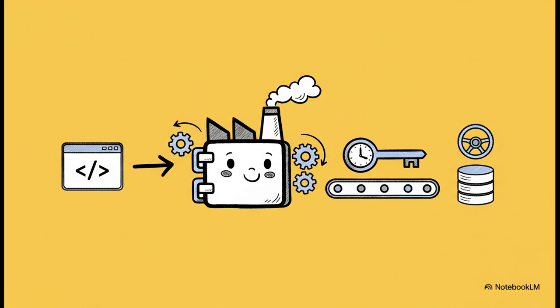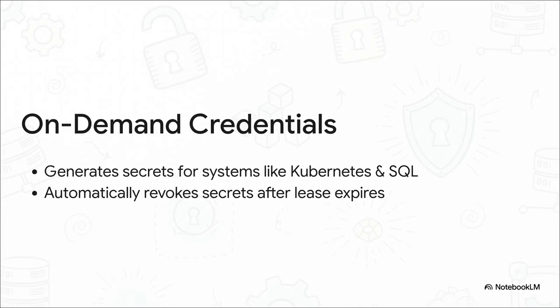Instead of having long-lived passwords just sitting around waiting to be leaked, OpenBao can create secrets on the fly, only when they're needed. So picture this. Your app needs to talk to a database. Instead of having a password stored somewhere, it just asks OpenBao. OpenBao then creates a brand new, totally unique username and password that's only good for, let's say, 15 minutes. Once that time is up, poof, that credential is automatically destroyed. The window of opportunity for an attacker just shrank from potentially years down to a few minutes.